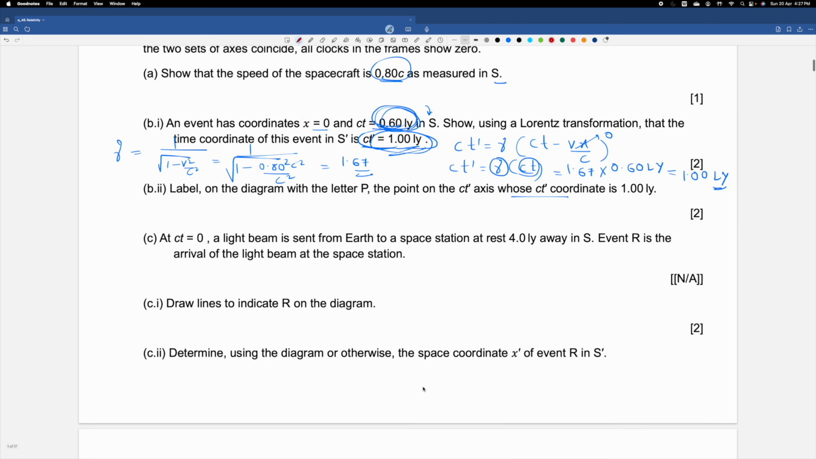Next, at ct equals 0, a light beam is sent from Earth to a space station at rest, 4 light years away in S. Basically, the space station is 4 light years away with respect to the rest frame S. Event R is the arrival of the light beam at the space station. Draw lines to indicate R on the diagram.